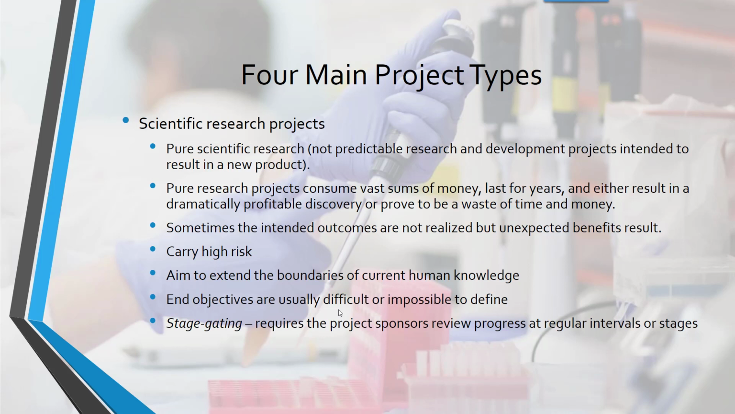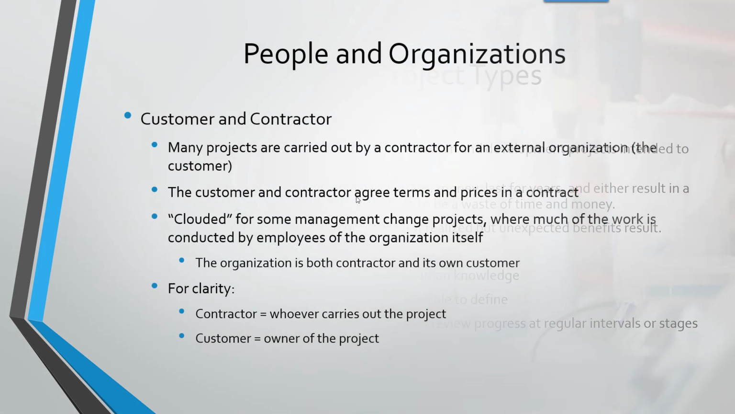The goal is really to extend the boundaries of human knowledge, and objectives are usually difficult or impossible to define. It's very nebulous. Stage gating, okay, so that's a term you want to think about, and that requires the project sponsors to review at regular intervals or stages. You just don't hand out a bunch of money and say go research, and then you don't have stages where you have to have reports and see how the progress is going. Okay, we're not going to deal with this one, but it is important that you know it.